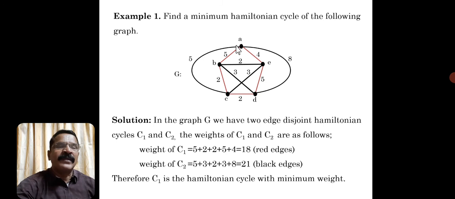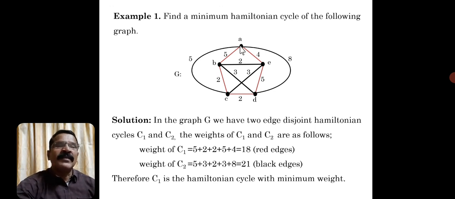If you travel in this way, another cycle: here first it is 5. Then it is 3. Then it is 2. Then it will be 3. Then plus you have to add 8. If you add these numbers, you are getting 21. So out of these two Hamiltonian cycles, C1 has less weight compared to C2. Therefore, C1 is the Hamiltonian cycle with minimum weight.